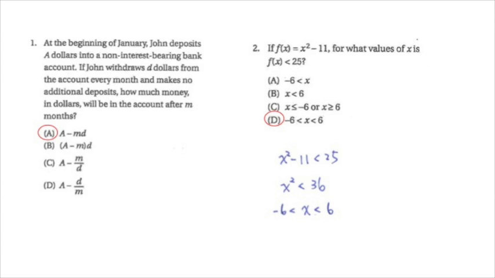Question 2. In this question, we're asked to find the values of x that make f of x, equal to x squared minus 11, smaller than 25. So x squared minus 11 is smaller than 25, therefore x squared is smaller than 36. So x is between 6 and negative 6.